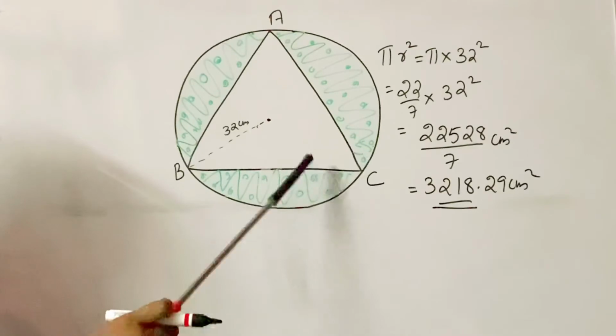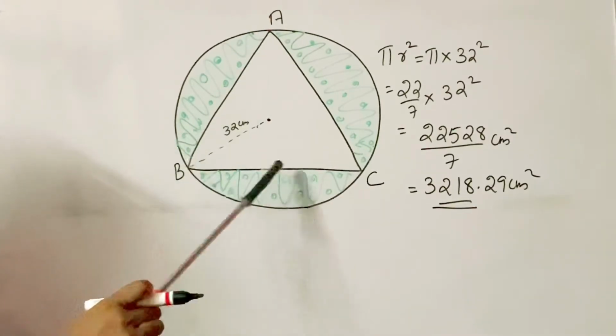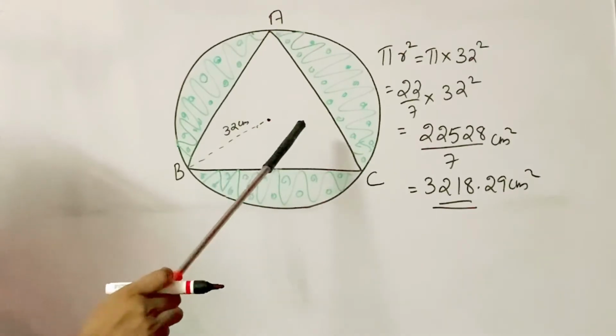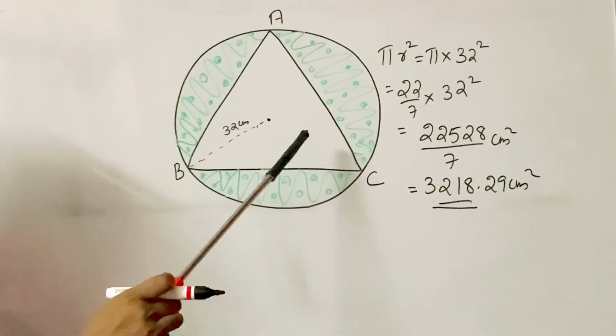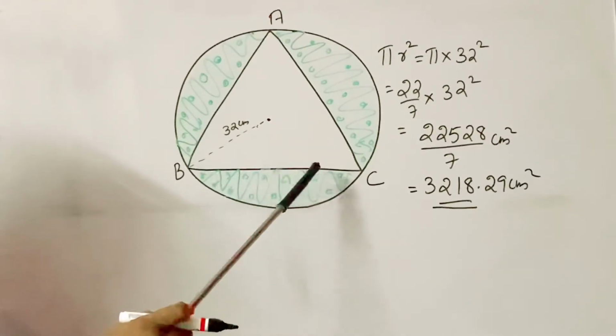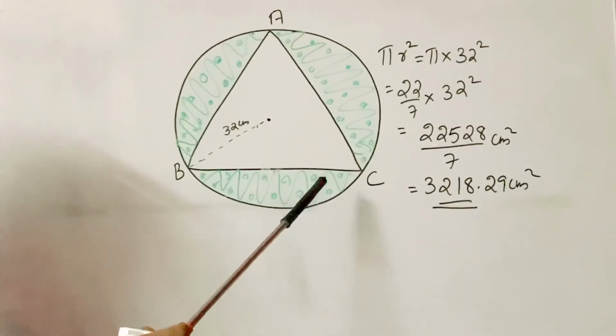Now we want to find out the area of this triangle. It is an equilateral triangle. So area is root 3 by 4 a square. But we don't have a. a is the side of the triangle. Side is not given to us. Then how can you find out the side of the triangle?